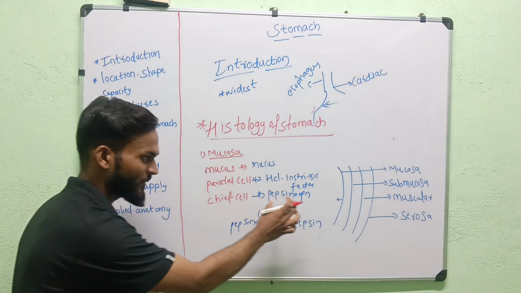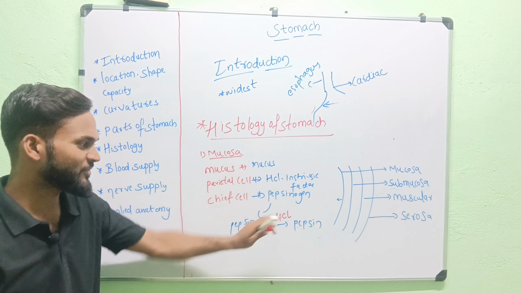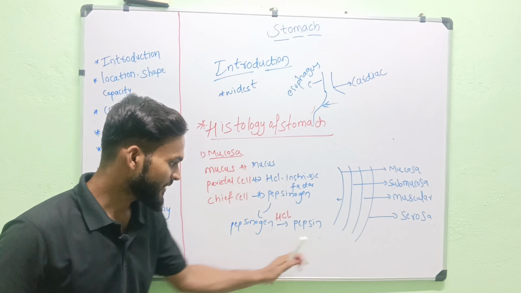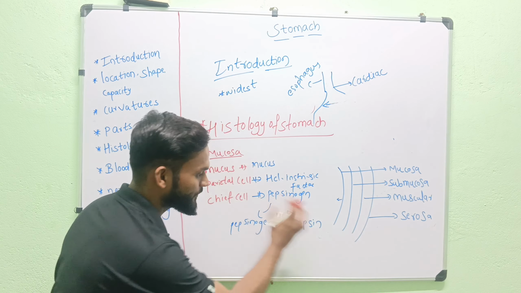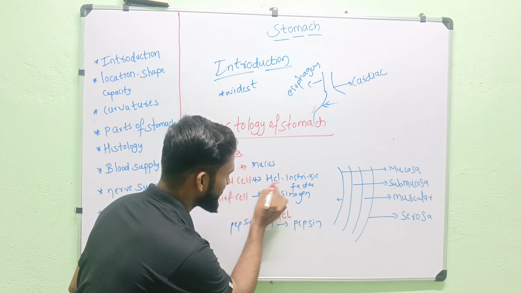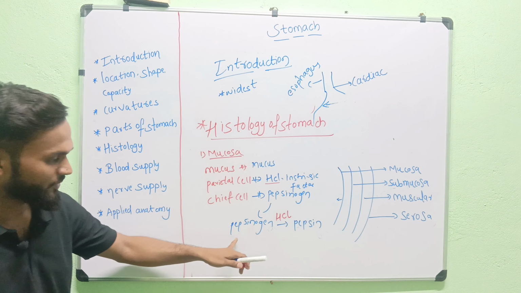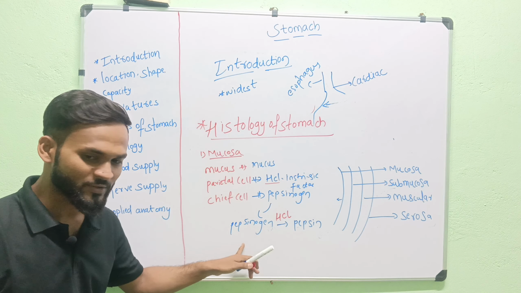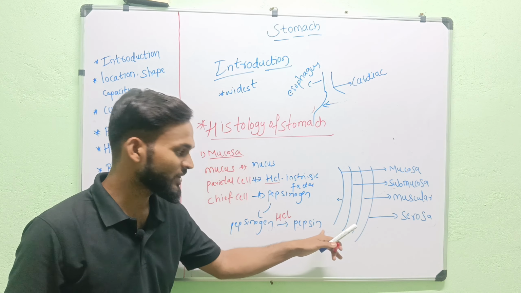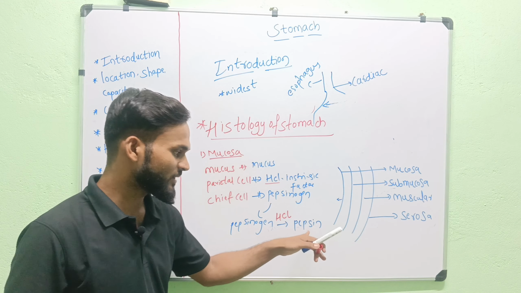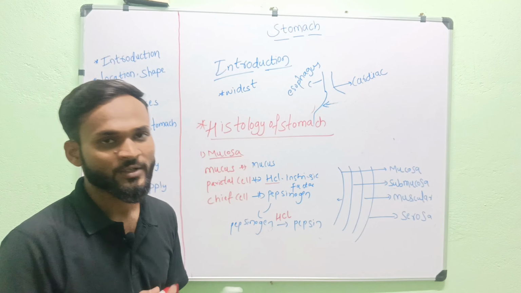The chief cells are going to produce the pepsinogen. Pepsinogen is the inactive form of your pepsin. The pepsinogen is converted into the pepsin by your HCl. It is all about the functions of your HCl. It is going to convert the pepsinogen into the pepsin. The pepsin is helpful for the digestion, metabolism, and absorption of your proteins.